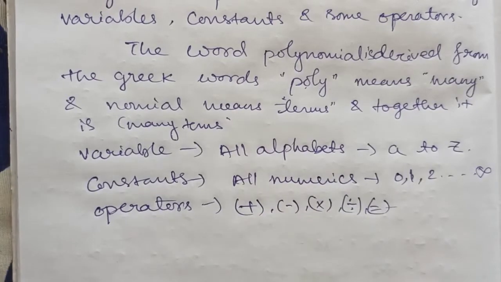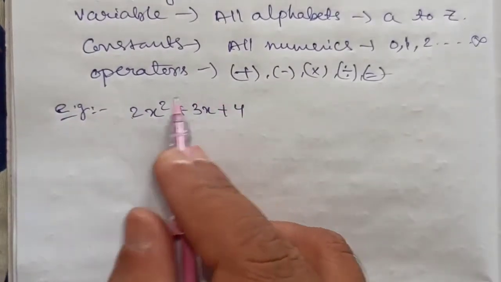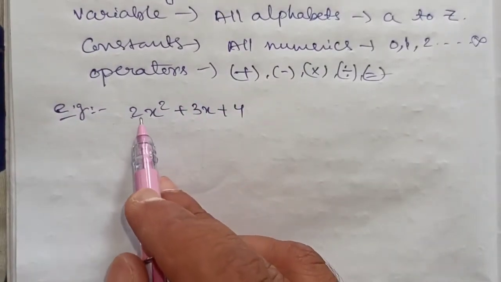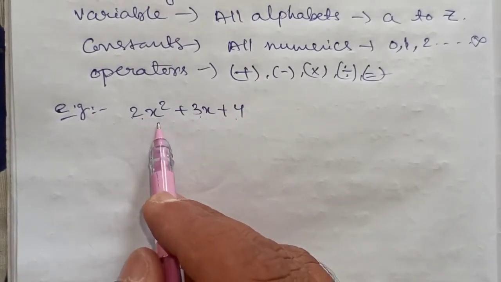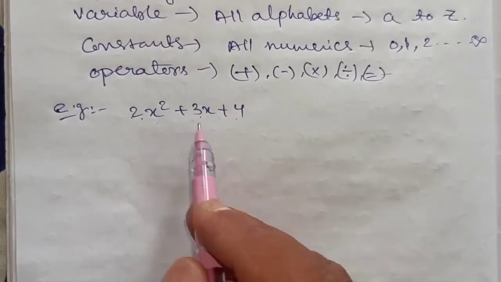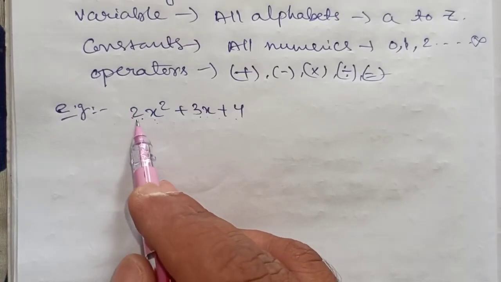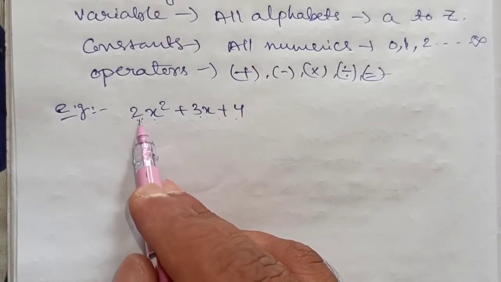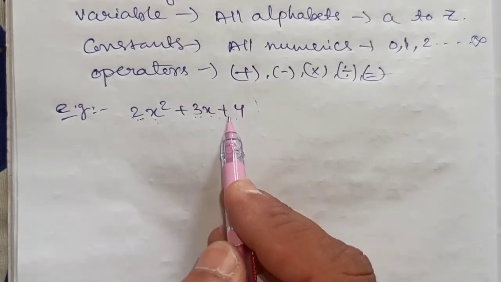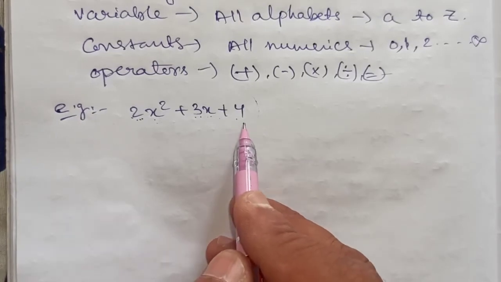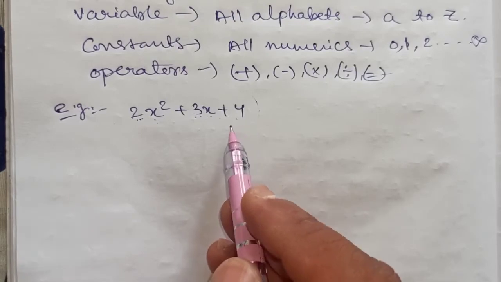A few examples we will see. Suppose I write 2x square plus 3x plus 4. What are these? These are constants, numbers. These x are variables. Remember that any number written with the variable is its coefficient. That means the coefficient of x square is 2, the coefficient of x is 3. Only a single number written without any variable in the equation is the constant.